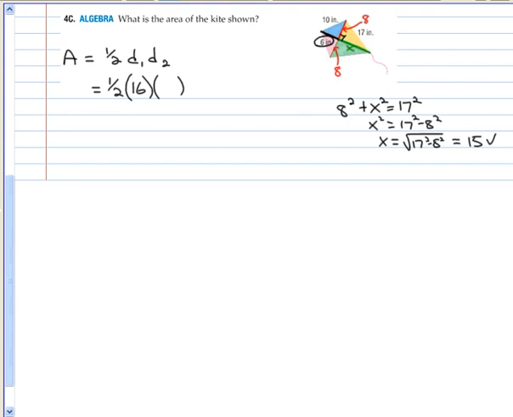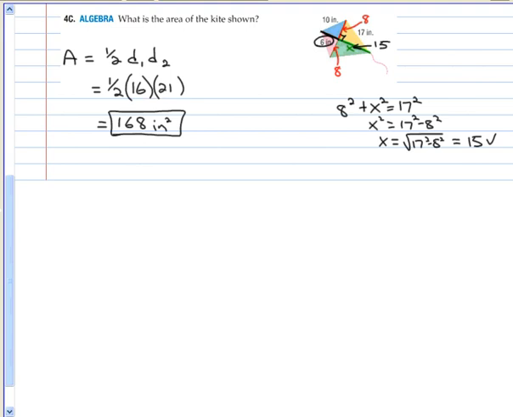So what is my other diagonal? 21. If it is 15 right over here, 15 plus that 6 gives me the other diagonal. Half of 16 is 8. 8 times 21, how much? 168 inches square. We found our area.